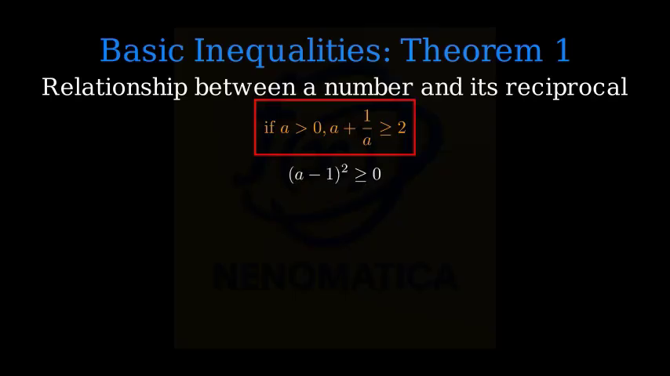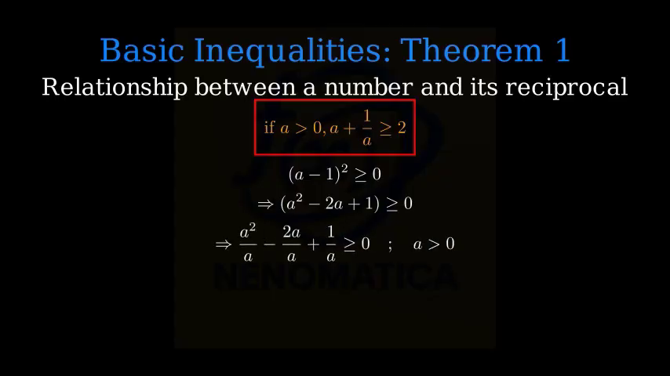We'll start by considering the expression (a minus 1) squared is greater than or equal to 0. This is true for any real number, because the square of any real number is always non-negative. Next, we can expand this expression to get a squared minus 2a plus 1 is greater than or equal to 0. Now, let's divide both sides by a.